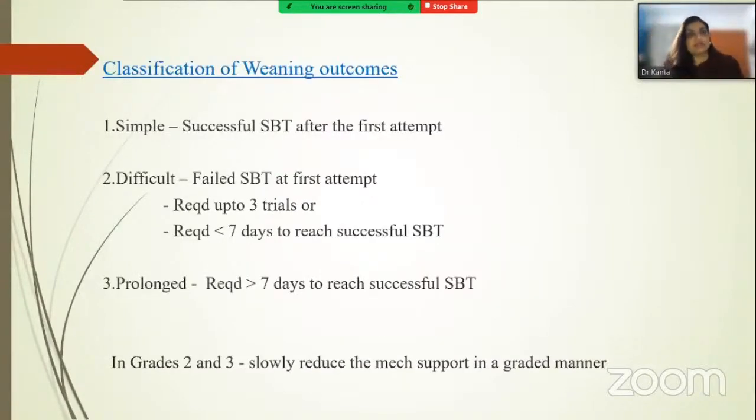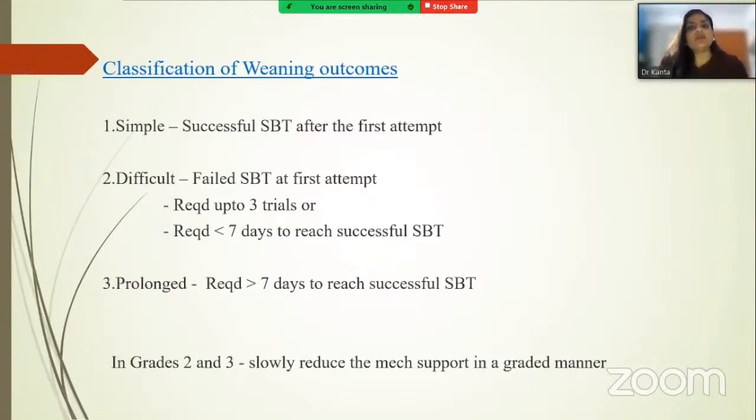A successful SBT after the first attempt means we can think in terms of extubating the patient, removing the patient from the mechanical ventilation. But a failed SBT at the first attempt, or an SBT which has required up to 3 attempts but less than 7 days to reach a successful SBT, there the weaning is known to be difficult. Whereas in a similar situation where reaching a successful SBT has required more than 7 days, the weaning is said to be prolonged.